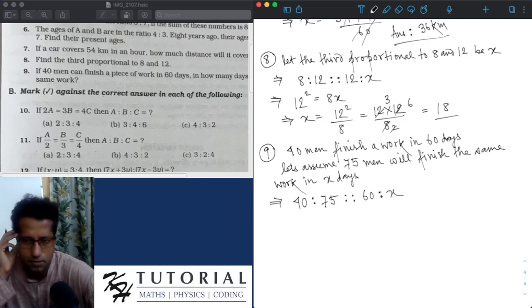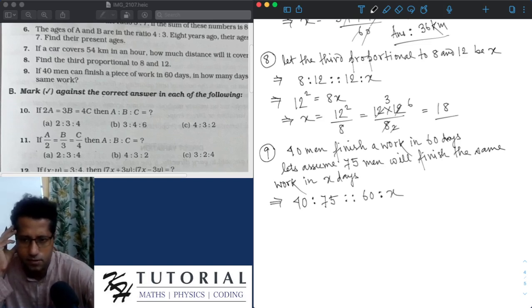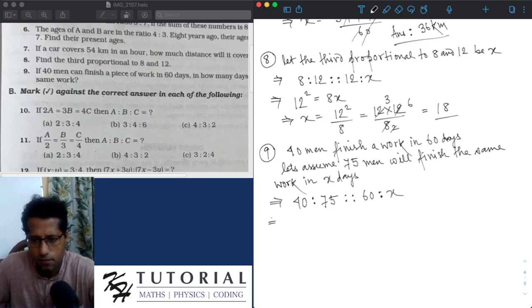That remains constant. That is the reason we can say that, based on that fact, 40 is to 75 should be equal to 60 is to X, where we have assumed that in X days 75 men will finish the same job. So from this we can say that 40 is to 75 equals 60 is to X.